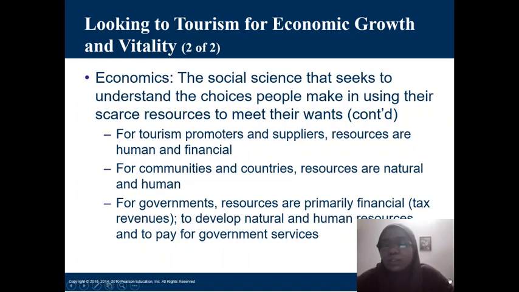For the communities and countries, these resources are the natural and human. For example, natural resources include perhaps springs, waterfalls, forests, mountains, and so on. All these are works of nature. They are natural there, and they generate income for these particular communities or geographical areas as a result of tourist visitation to such areas.